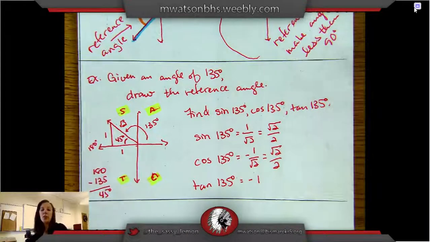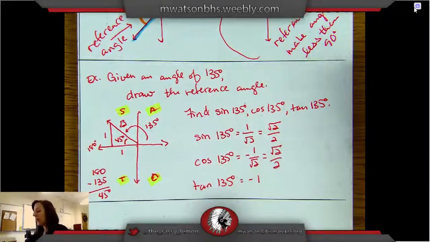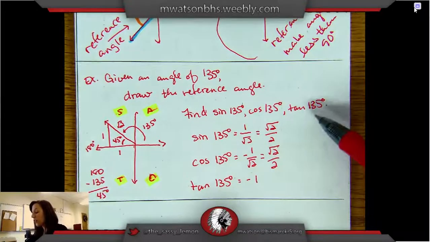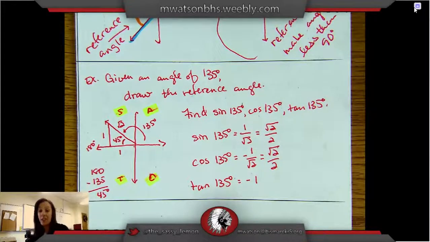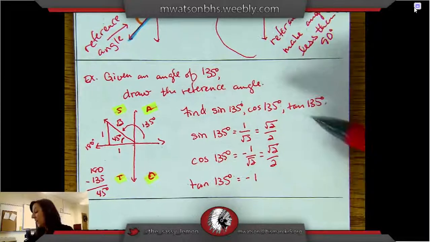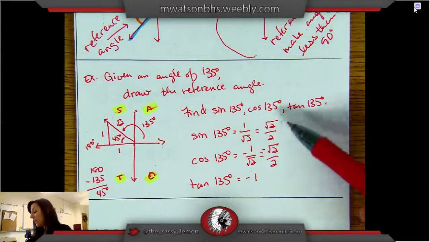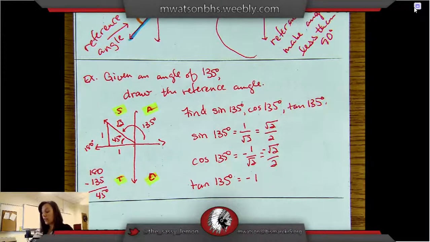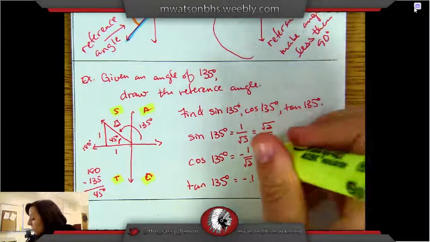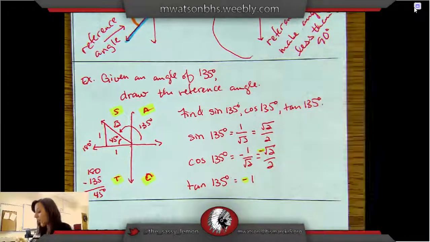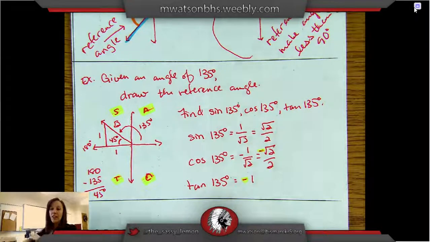So that's how we use a reference angle to help us determine the trig values of an angle bigger than 90 degrees. You can see that these values are very close to what they would be for the acute angle 45 degrees, except for those negative signs. So I'm going to highlight those so that we see that was the difference made by it being larger than 90 degrees.